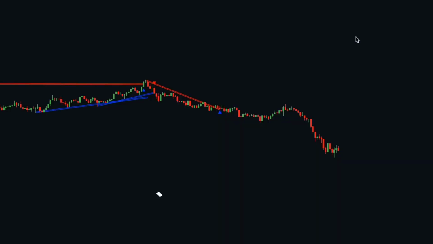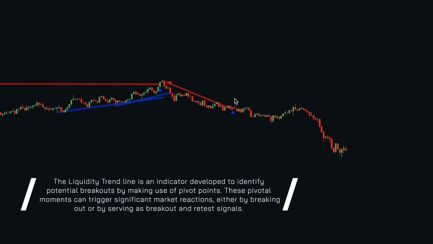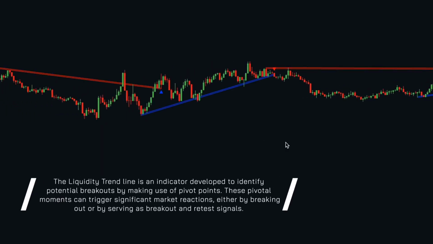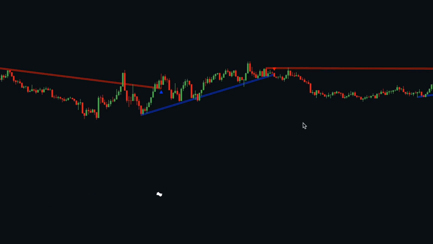The Liquidity Trend Line is an indicator developed to identify potential breakouts by making use of pivot points. These pivotal moments can trigger significant market reactions, either by breaking out or by serving as breakout and retest signals. As shown in the example, breakouts can be powerful points to see reversals in the market and can lead to a lot of volatility as well. When a trend line is broken, a signal will be plotted.